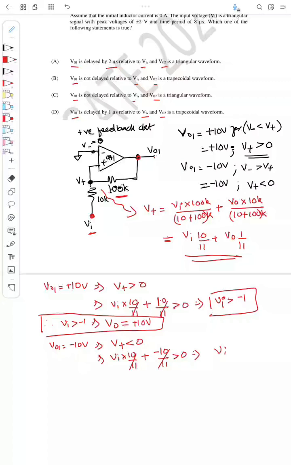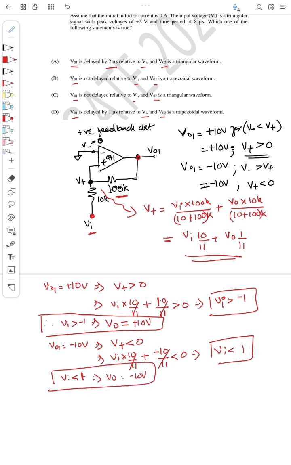So when Vi is, sorry, not greater, less, right? When Vi is less than 1, so when Vi goes below 1, the output V0 will be going to minus 10. So Vi is less than 1 volt, V0 will be equal to minus 10. So it's actually a Schmitt trigger, right?